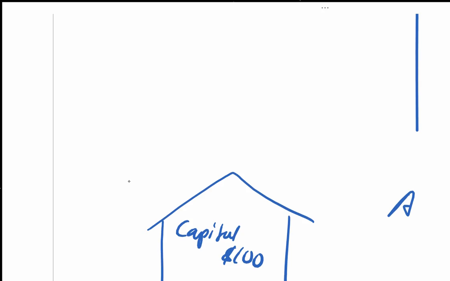Ordinary shares work like this. Let's say my company has capital of 100. How do I split it between two owners, A and B? One way you can split between the two owners is to cut the company into two.